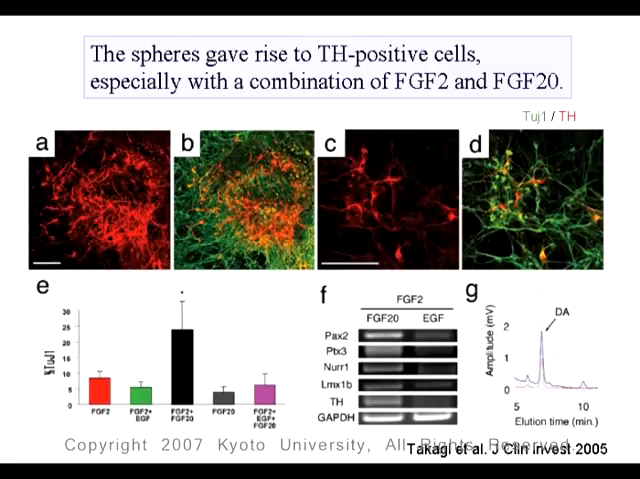By using the combination of FGF2 and FGF20, about 25% of the TUJ positive neurons were TH positive dopaminergic neurons. And these cells also expressed messenger RNA for PITX3 or NURR1, and they also secrete dopamine into the culture medium in response to the high potassium stimulus. So that means these cells are mature midbrain functional dopaminergic neurons.